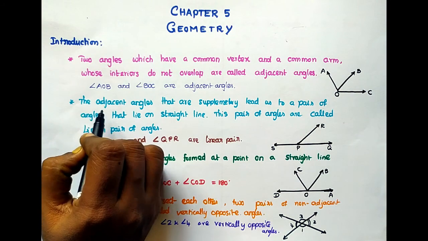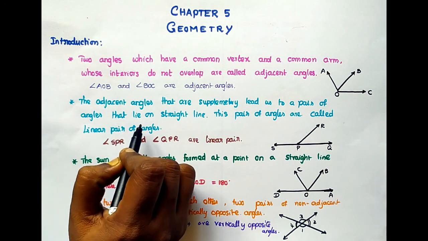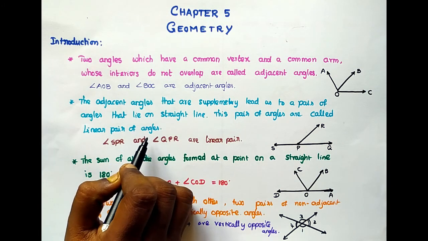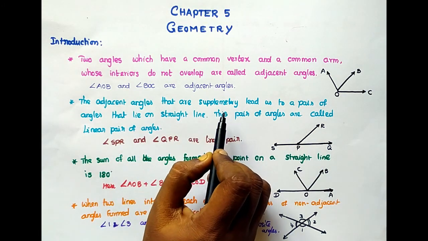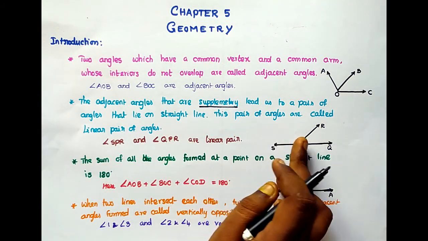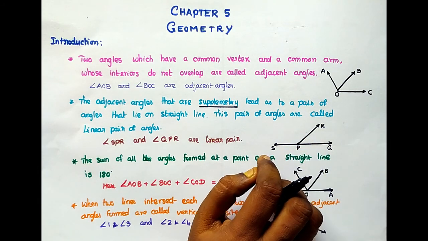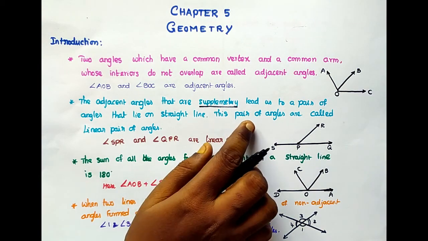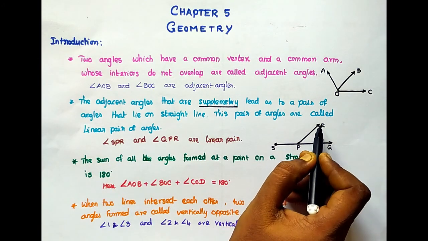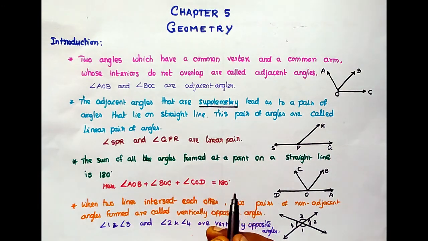Next one, the adjacent angles that are supplementary lead us to a pair of angles that lie on a straight line. This pair of angles is called a linear pair of angles. Supplementary means 180 degrees. Here angle SPR and angle RPQ, or QPR, are a linear pair.